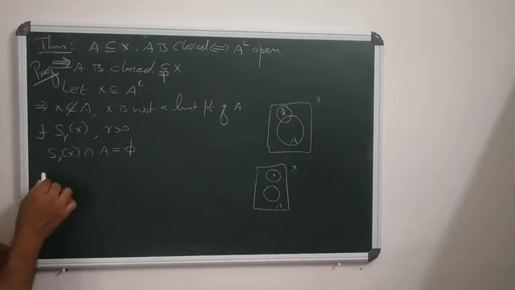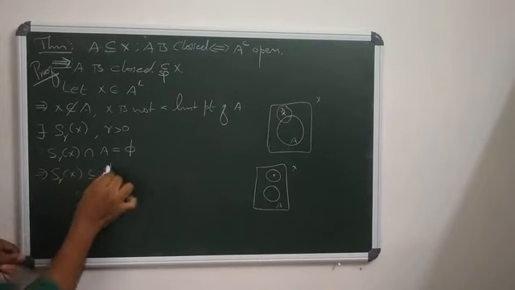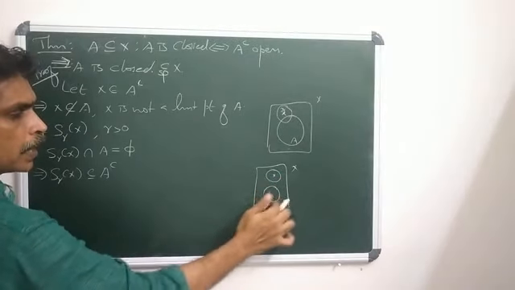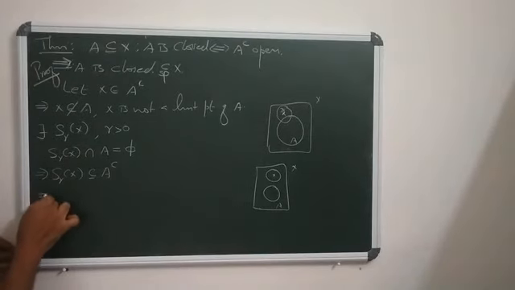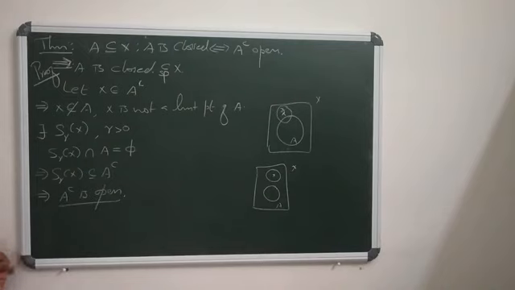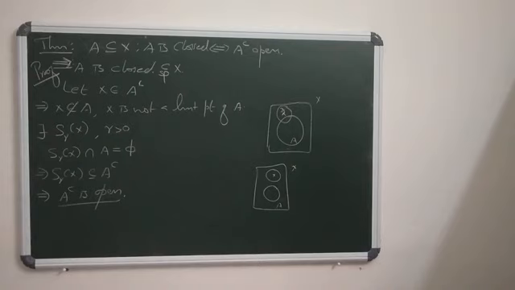Agree? S_R(X) intersection A is empty means this S_R(X) is a part of A complement. It lies in A complement. S_R(X) is a part of A complement means A complement has an open sphere. That means A complement is open. So this is our necessary argument. So A is closed, clearly A complement is open. Agree. A set is closed only if its complement is open.